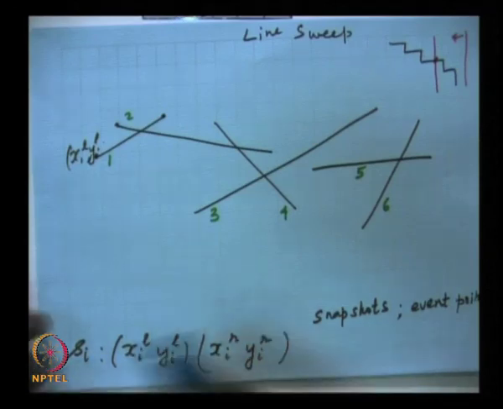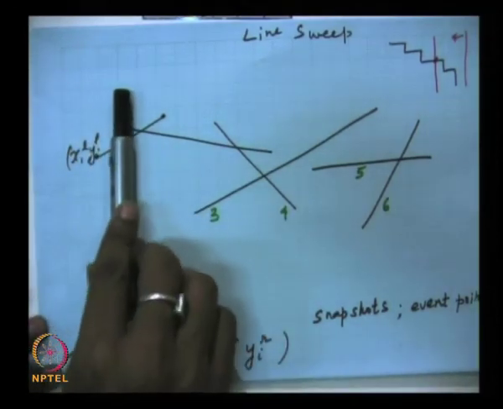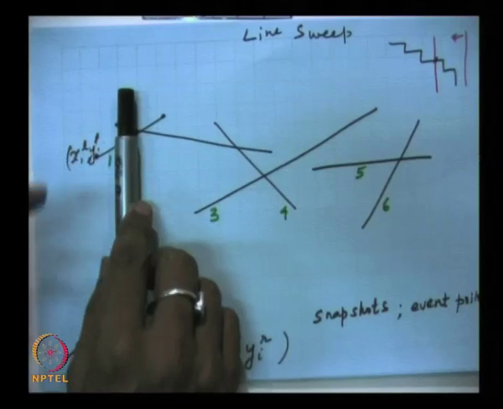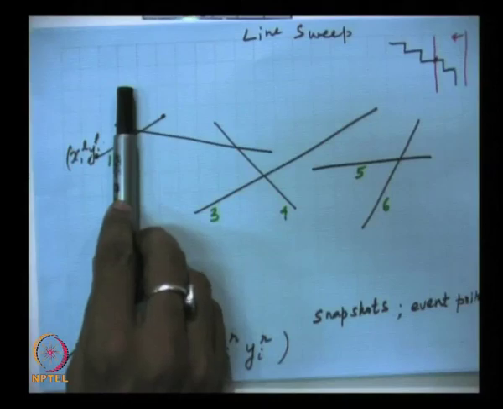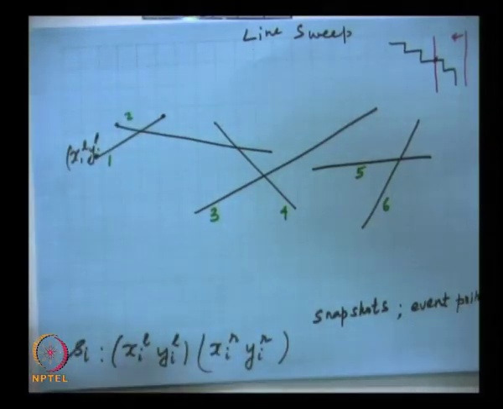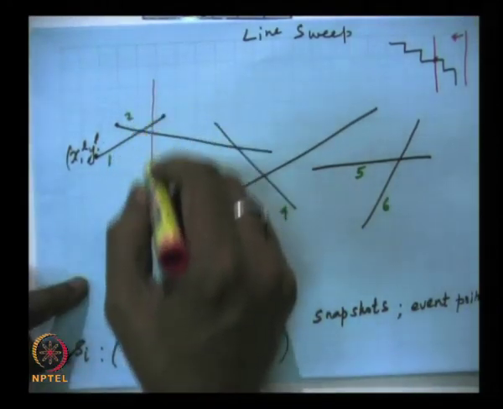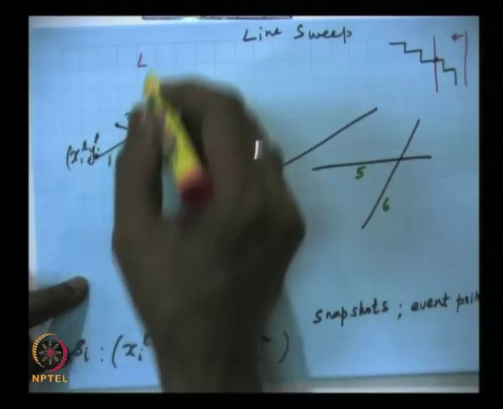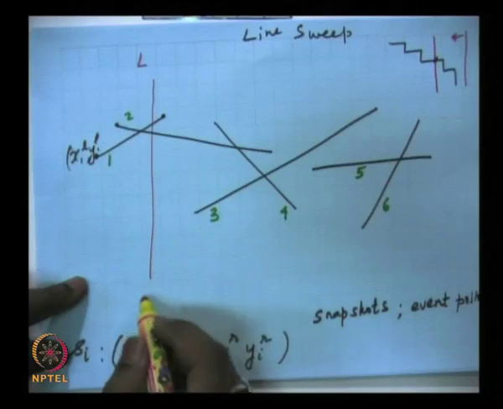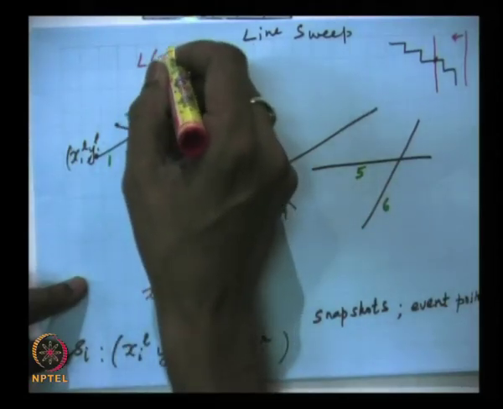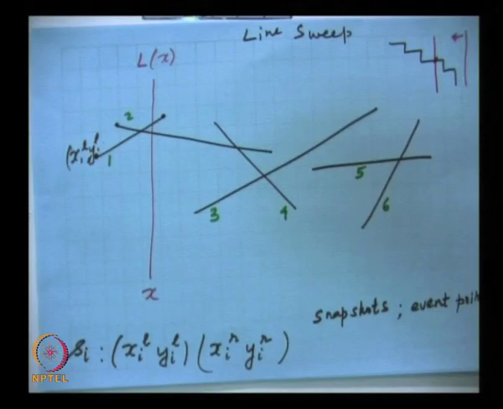So, what we note, again I am saying the snapshots, is that at any juncture I will basically record the intersection of the vertical line with the line segments at any given x axis. If I call the line L, the intersection of the segments with the line at any coordinate x, let me call it L of x.